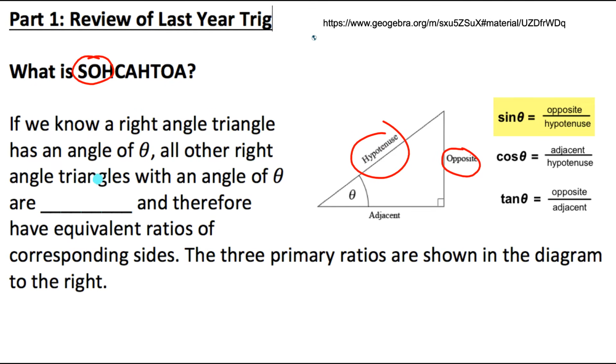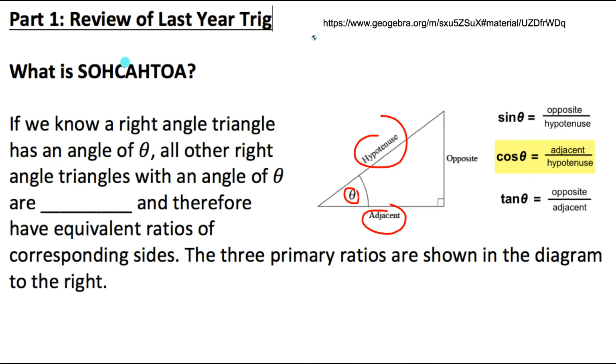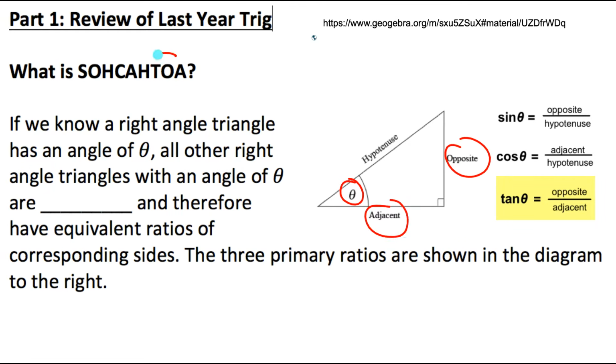Hence, SOH. If you see cosine of a reference angle, you know that means that from that reference angle, you're looking at the ratio of the adjacent side to the hypotenuse. And if you see tan of an angle, you know that means from that angle, we're looking at the ratio of opposite over adjacent. Hence, TOA. And why is this useful?